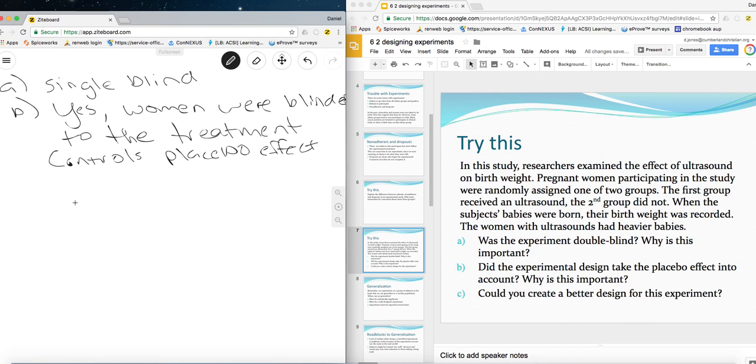Could you create a better design for this experiment? Maybe. Like I said, if you wanted to make it double blind and you could somehow trick the technician into thinking that they were actually doing a real ultrasound when they weren't, it could possibly make for a better experiment.